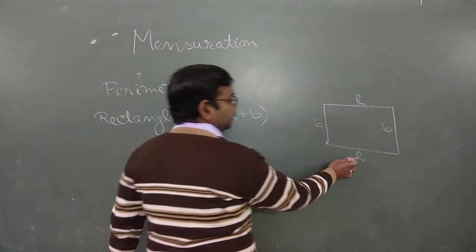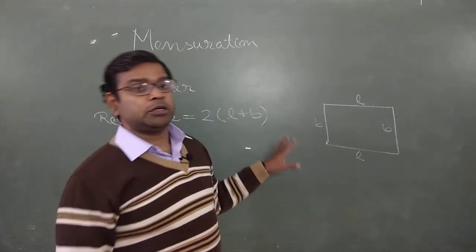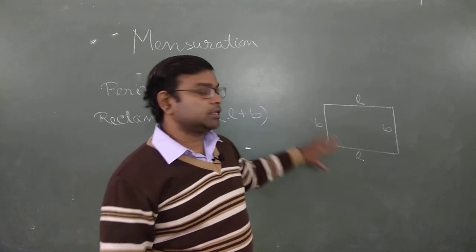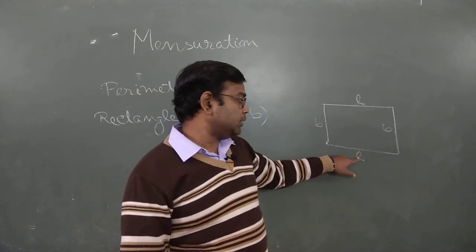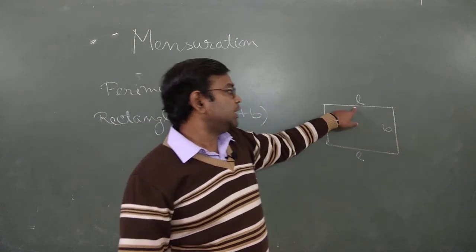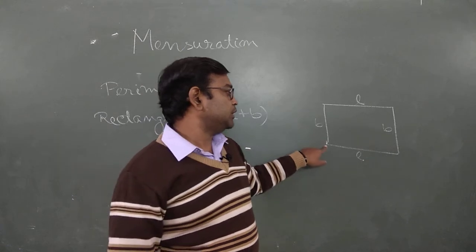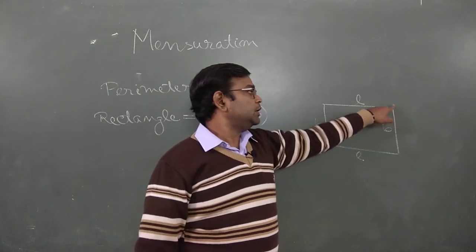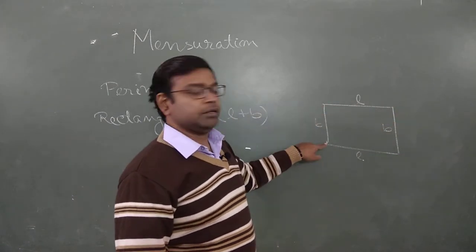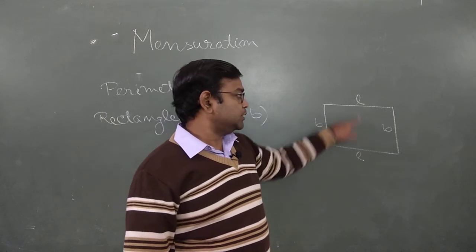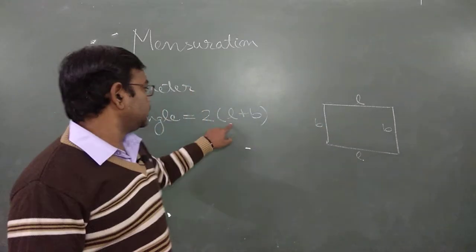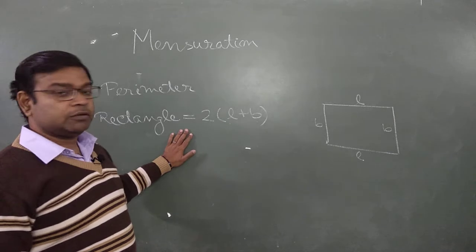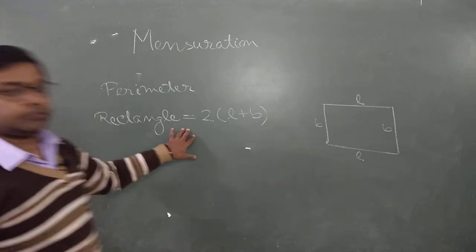Clear? So come to the point. What I told you is that perimeter is the sum of all the sides. So L plus B plus L plus B. Then we reach this point. We start from this point: L, B, L, and then B. So what we have is L plus L, so 2 into L, and 2 into B. So this is the formula for the perimeter of a rectangle.